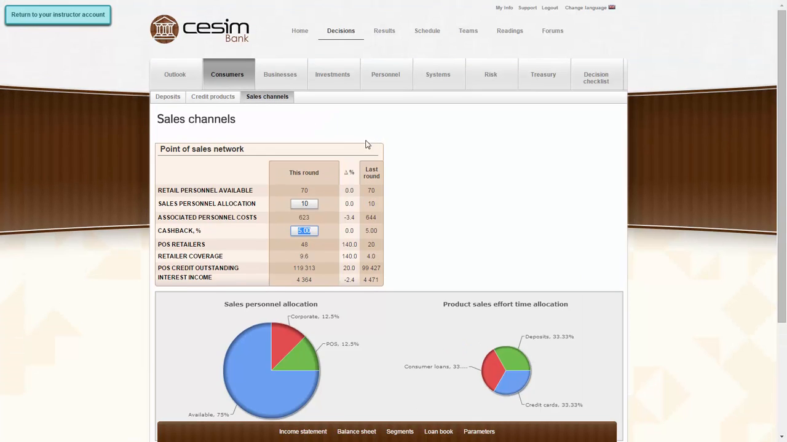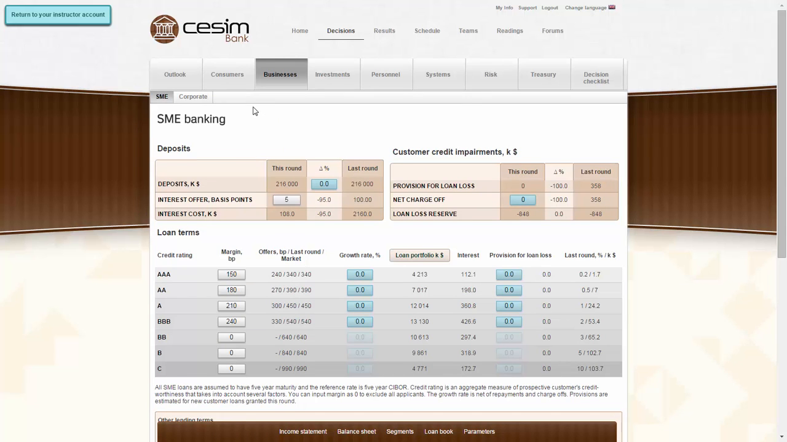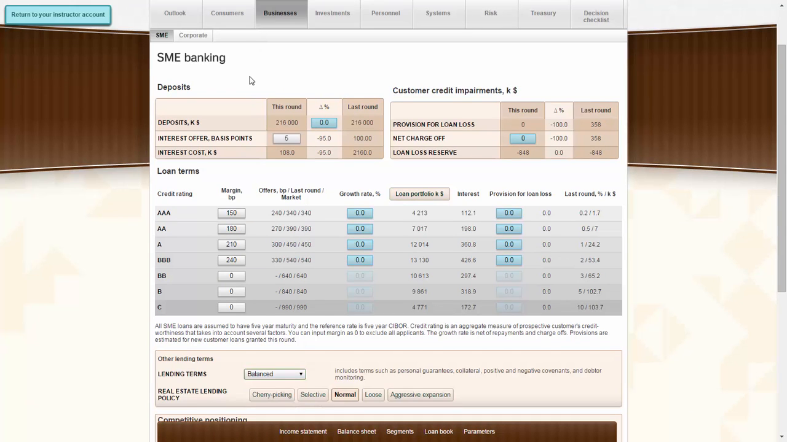Okay, that was the summary of the consumer section. Now I'm going to be moving to businesses, and here on the business customers, first of all we have the SME banking, where we can make an estimation about the growth of deposits, and then decide what kind of interest we offer to our SME customers for their deposits, and these are basically all demand deposits.